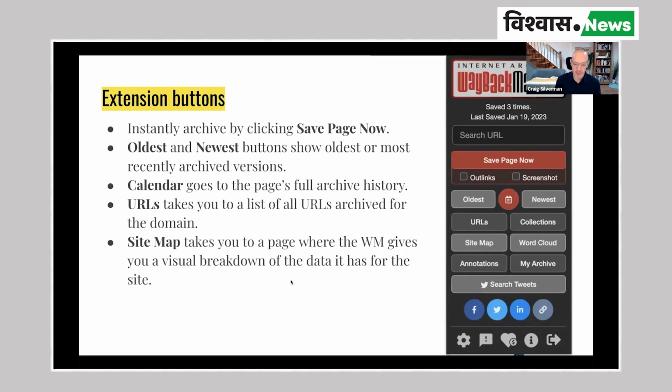The second part is, when you open up the extension, there's a whole bunch of buttons and options, and I've given you a little bit of an overview here of what they are. Obviously, the big red one on top is Save Page Now. One of the reasons this extension is so helpful is, you're on a page, you want to archive it, and you don't need to go to archive.org and paste in the URL there. You can just hit this Save Page Now button in your browser, and boom, it starts to archive it. You can also check the little button underneath to take a screenshot as well.